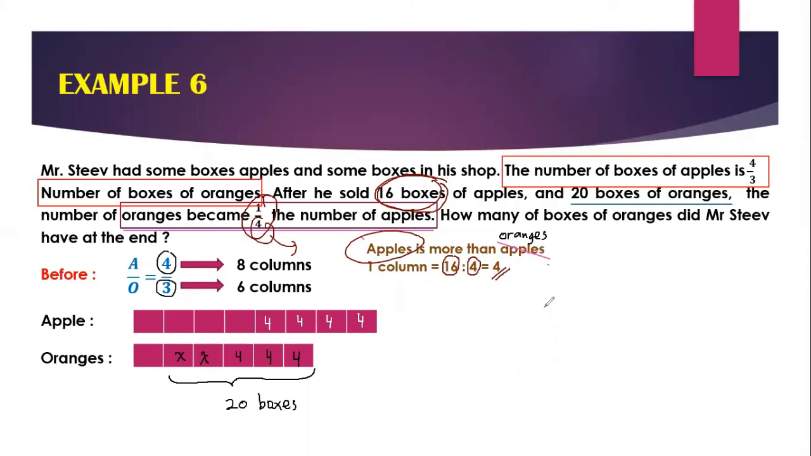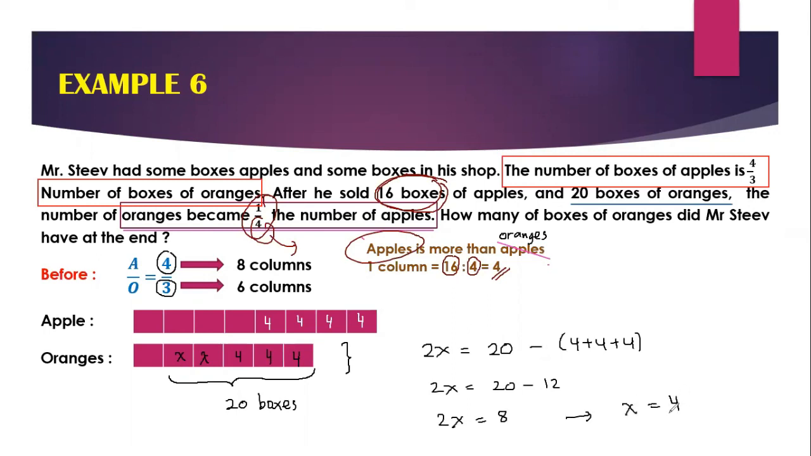Next, the question is, how many boxes of oranges did Mr. Steve have at the end? Very easy, right? Because there are 2 columns empty based on this diagram, we can write 2x equals 20 boxes minus 4 plus 4 plus 4. So 2x equals 20 minus 12. So 2x equals 8, so automatically x is 4. So how many boxes of oranges did Mr. Steve have at the end? There are 4 boxes. Very easy, right? Mathematics ratio for primary. Good luck.